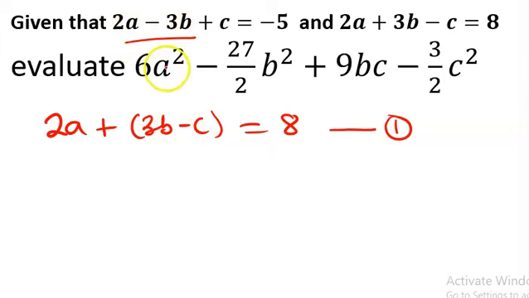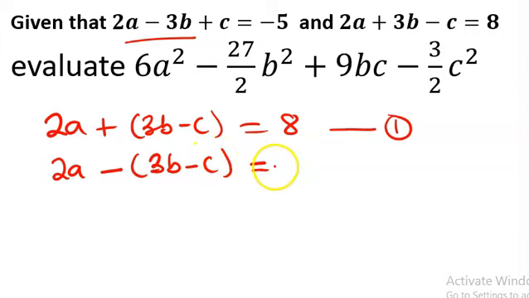Okay, so the second equation here, we want to rewrite this so that it will be the same as this, and in doing that we can bring the negative out. And when we bring the negative out, this sign will be negative, so that when you expand, you still get the same expression. So we have 2a minus 3b minus c is equal to minus 5. Let's label this one as equation 2.